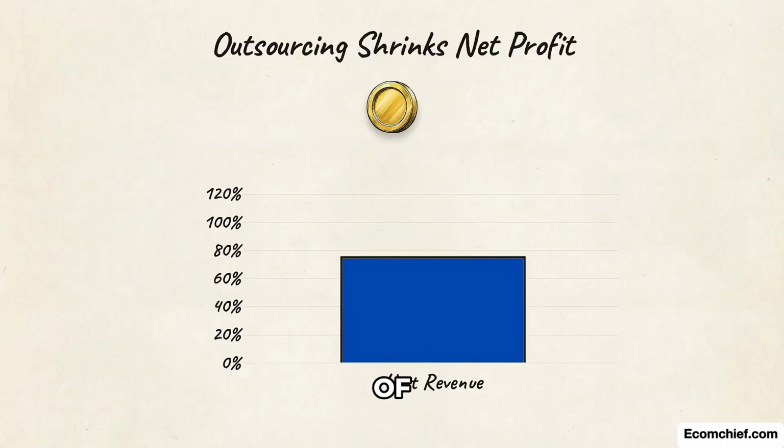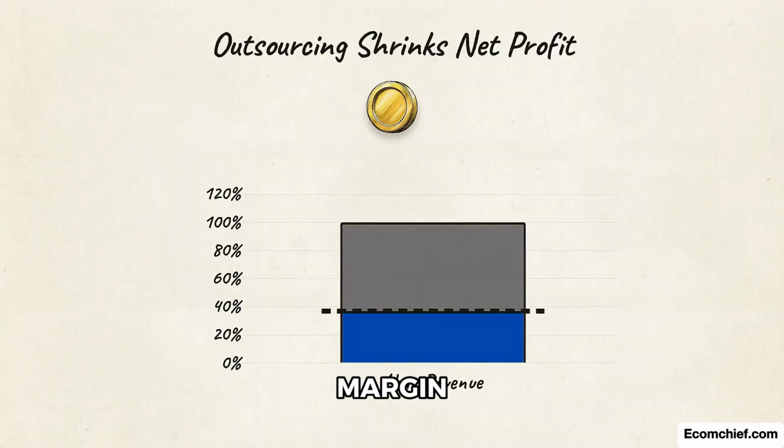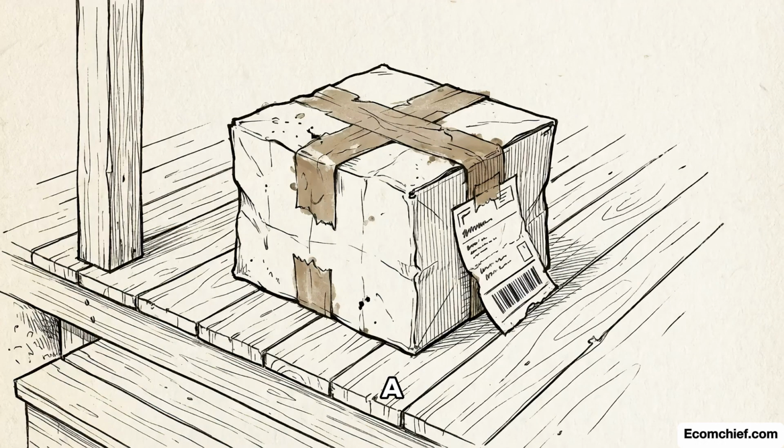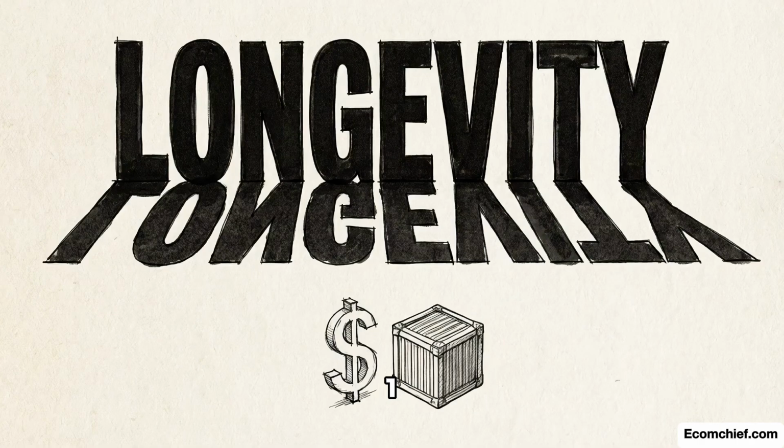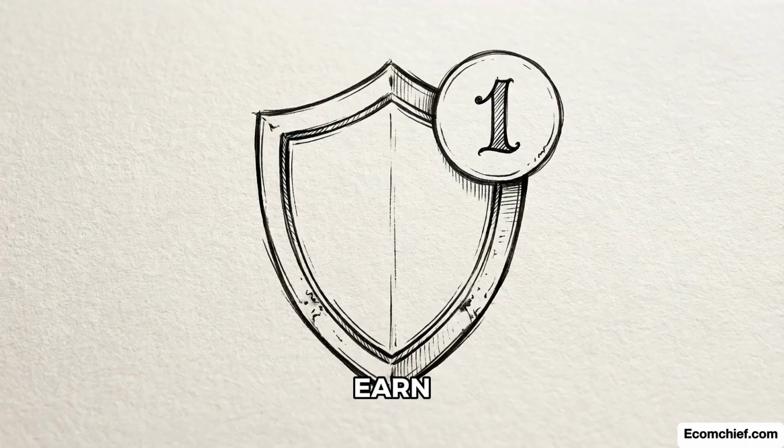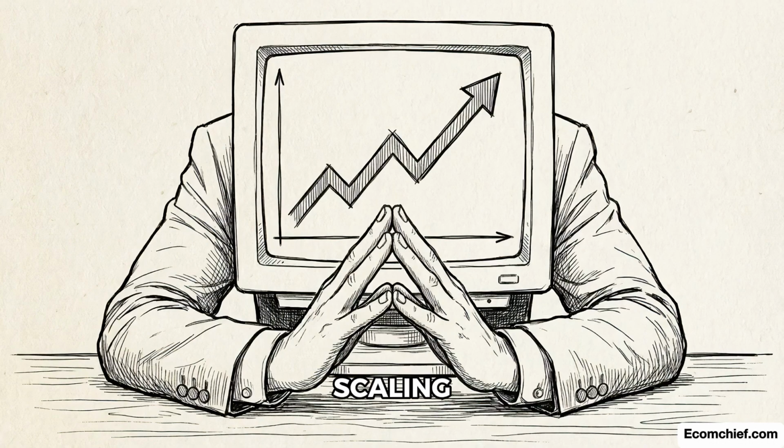The hidden trade-off of outsourcing fulfillment is severe margin compression. You also accept a complete loss of control over the customer's unboxing experience. Phase 1 is not about maximizing profit per order. It is strictly about surviving the startup phase by eliminating financial risk and establishing enough credibility to earn that first batch of sales.